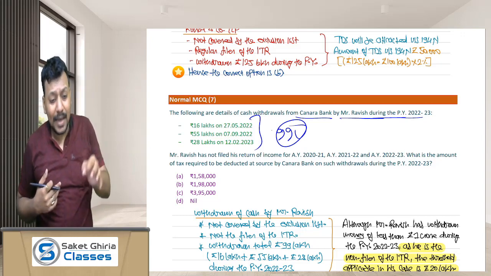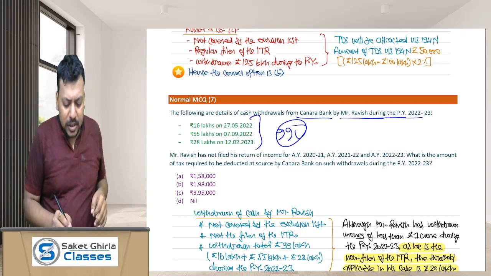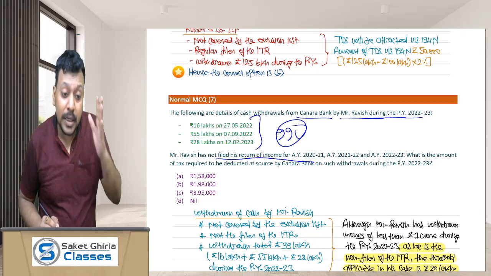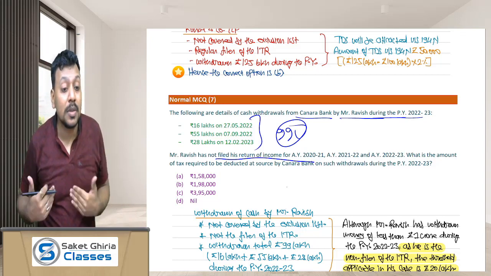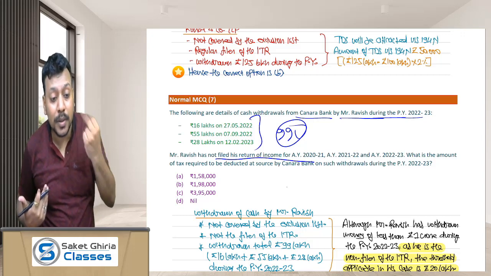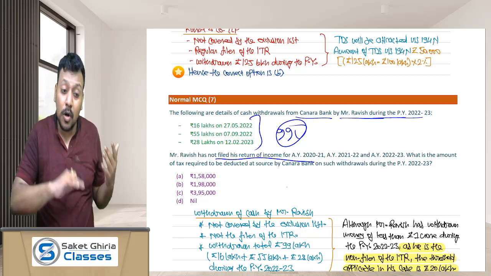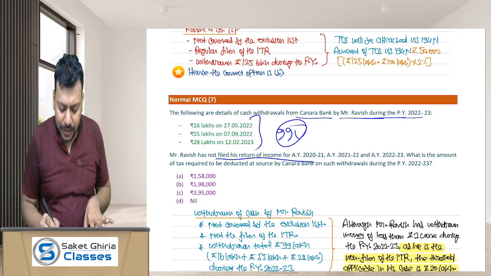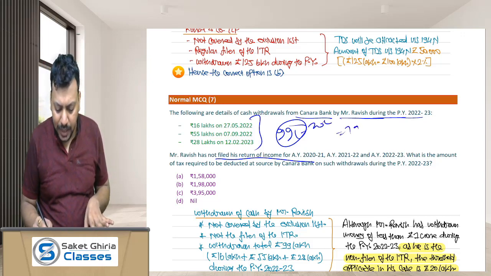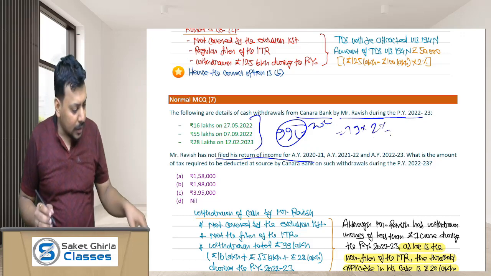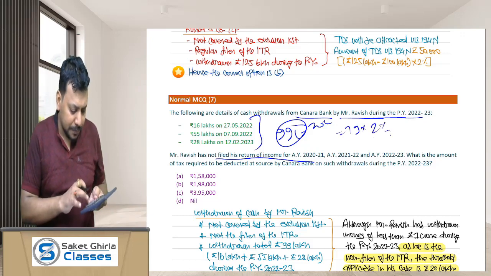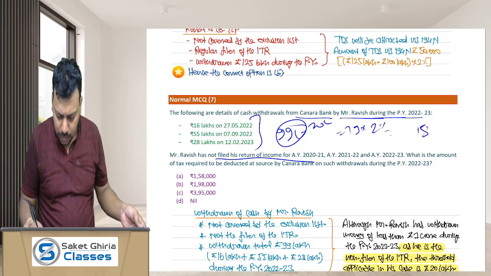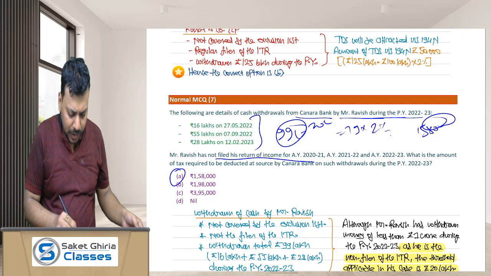Okay. In this case, Mr. Ravish has not filed his return of income. So for the case of Mr. Ravish, what is going to be the threshold limit, sir? 20 lakh. So as Mr. Ravish has withdrawn more than rupees 20 lakh, 194N will be triggered, and 99 lakh minus 20 lakh means 79 lakh. At the rate of 2%, the amount of TDS would be, sir, I think 1,58,000. Okay. So the correct option is A, 1,58,000.